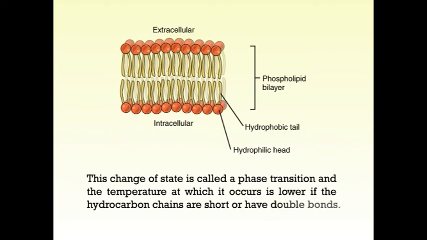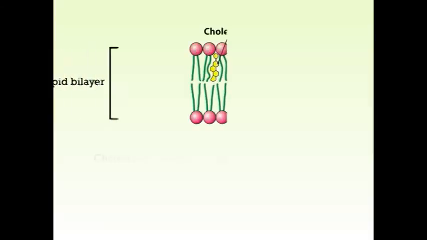This change of state is called a phase transition, and the temperature at which it occurs is lower if the hydrocarbon chains are short or have double bonds. Bacteria, yeast, and other organisms whose temperature fluctuates with that of their environment adjust the fatty acid composition of their membrane lipids to maintain a relatively constant fluidity.